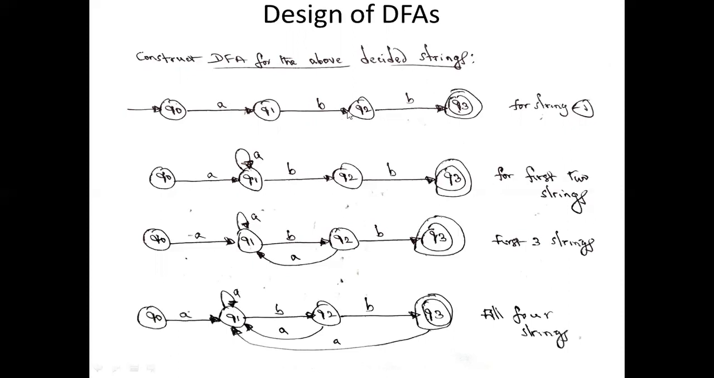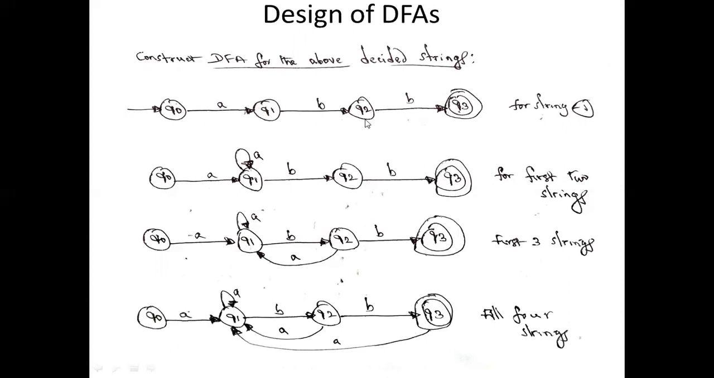So the first string is ABB. First construct a diagram with ABB. On ABB, this particular machine should accept ABB. Accepting ABB means after reading ABB, the machine should end at an acceptance state. So there are 4 states, Q0, Q1, Q2, Q3. Between Q0 and Q1, use A as the symbol; Q1 to Q2, use B; Q2 to Q3, use B. So by reading ABB, we can reach Q3.